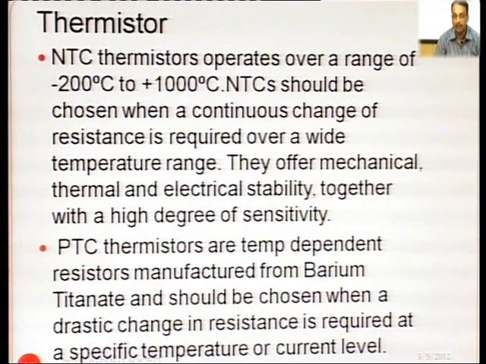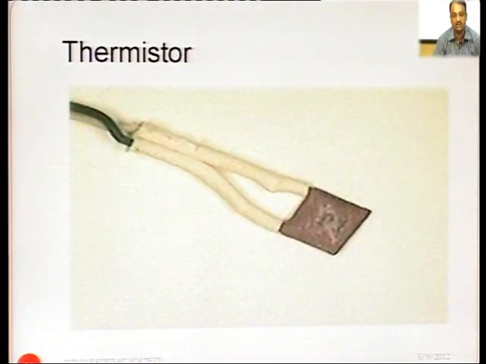Whereas PTC, positive temperature coefficient thermistors, are temperature dependent resistors manufactured from barium titanate and should be chosen when a drastic change in resistance is required. Whereas in the case of NTC we use the word continuous change, in the PTC case we use the words drastic change in resistance is required at a specific temperature or current level. Therefore, NTC thermistors are widely used as compared to PTC thermistors. This is a diagram of a thermistor.